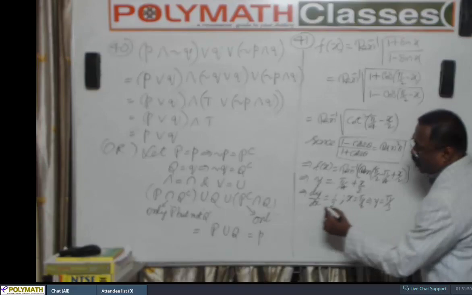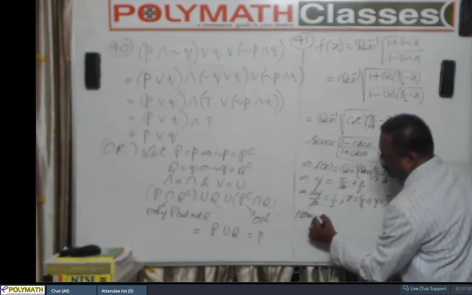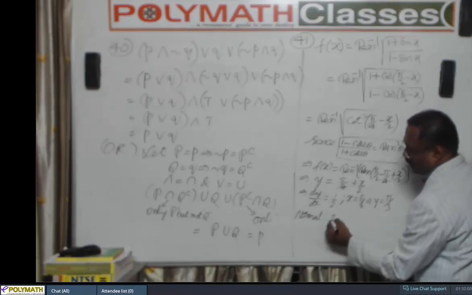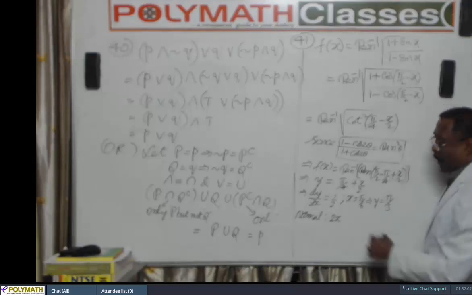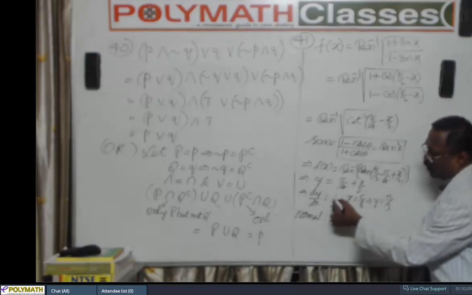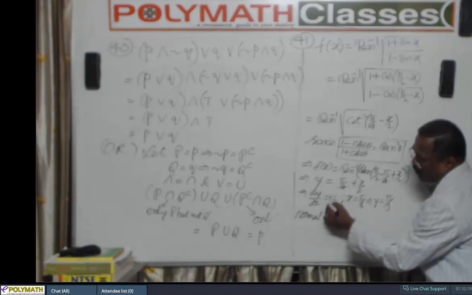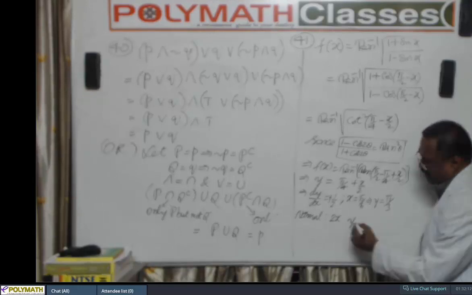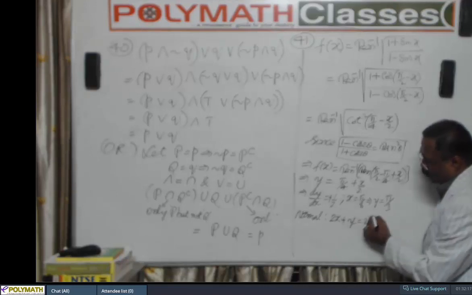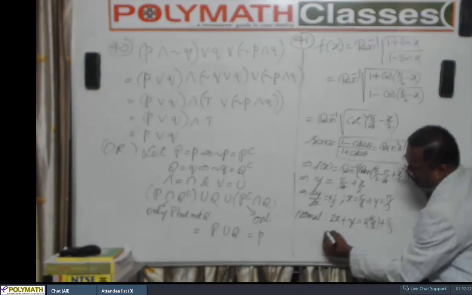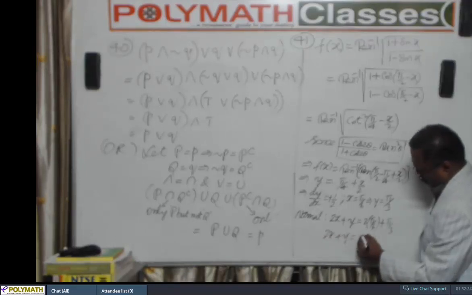Now, normal is to be written. Normal in the short form, you have to write like this. Denominator multiply with x and numerator with y, that is 2x and 1 into y. Whatever the sign is there for the slope, put the same sign here and substitute the point. What is the point here? 2 into pi by 6 plus pi by 6. So obviously it becomes 2x plus y is equal to 2 pi by 3.